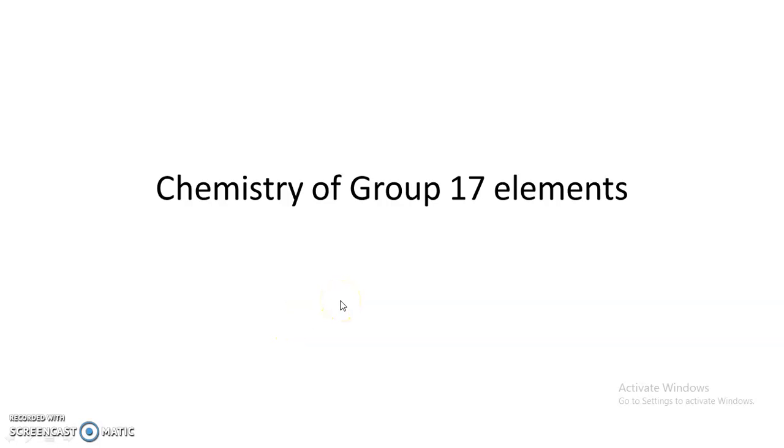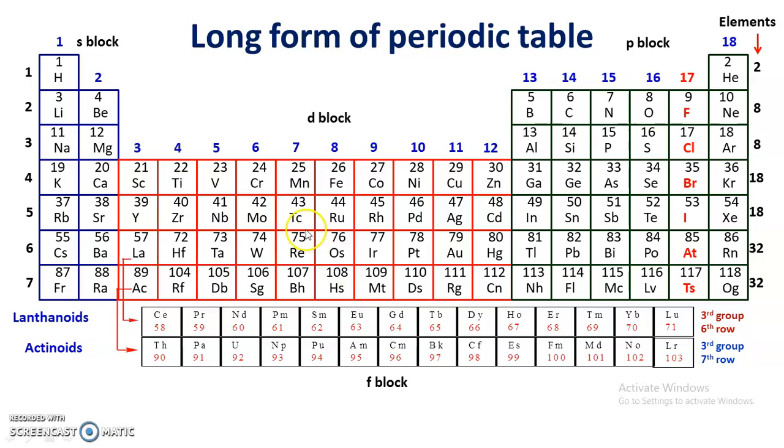Now the next chapter is chemistry of group 17 elements. This is the outline of the long form of the periodic table. In the periodic table altogether there are 18 groups and 7 horizontal rows, and the position of these group 17 elements is that these elements are placed in P block.